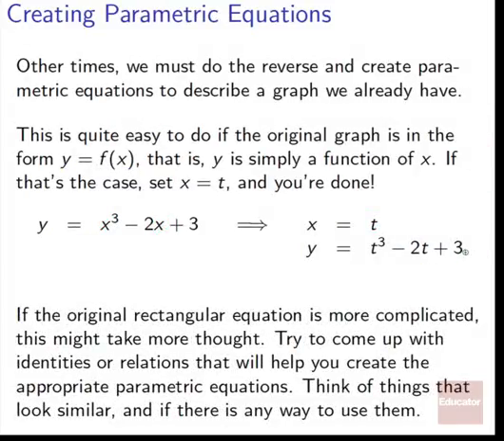Sometimes the original rectangular equation can be a little more complicated, where it's got like x squared plus y squared equals 1 or something like that. In those cases, it's going to take more thought. If you want to try to come up with identities or relationships that will help you create the appropriate parametric equations, how can you get these two things to connect to each other in a way where you can bring a parameter to bear? There's no one easy way to do this. It'll depend on the specific thing you're working on.